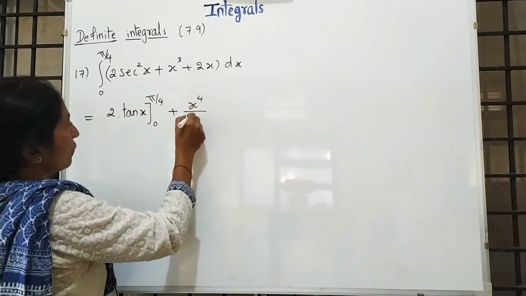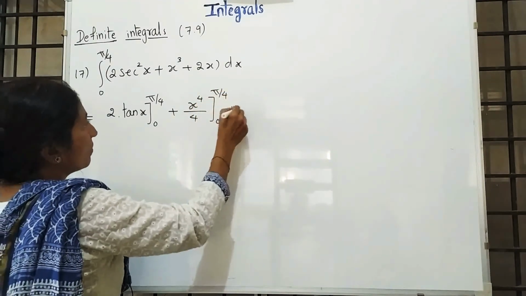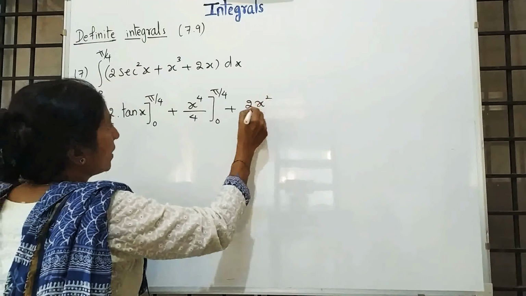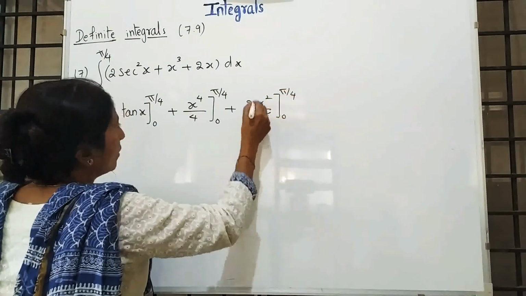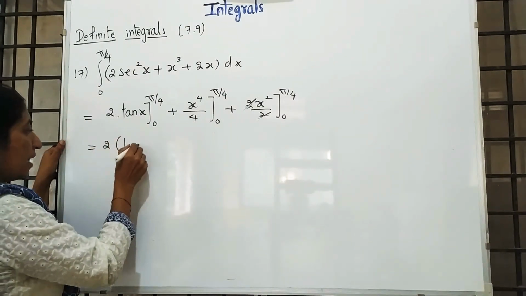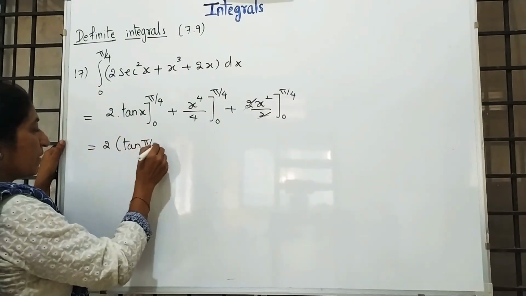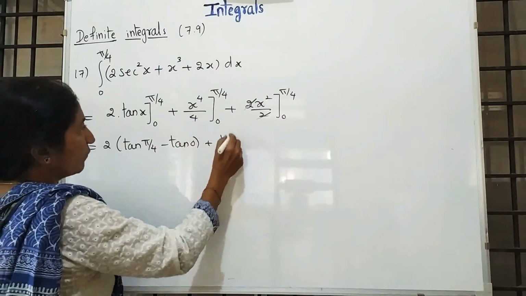Next, the integration of x³ is x⁴/4 from 0 to π/4, plus 2x²/2 from 0 to π/4. The 2 and 2 cancel. Here 2 outside, tan π/4, first upper limit minus lower limit, plus 1/4.